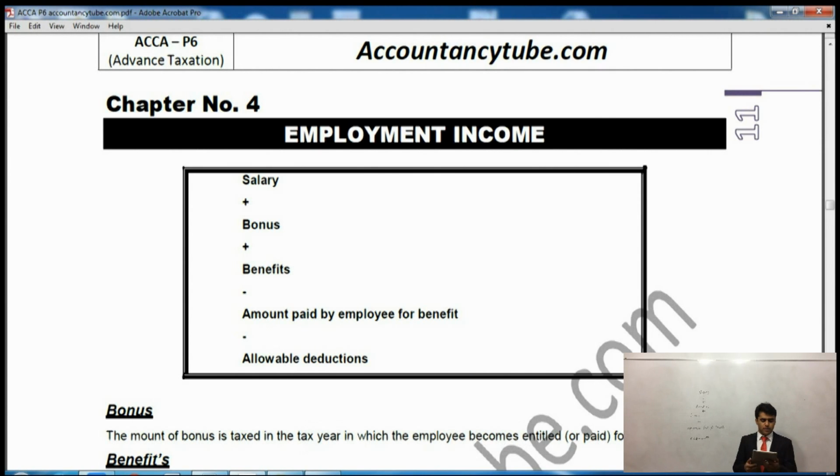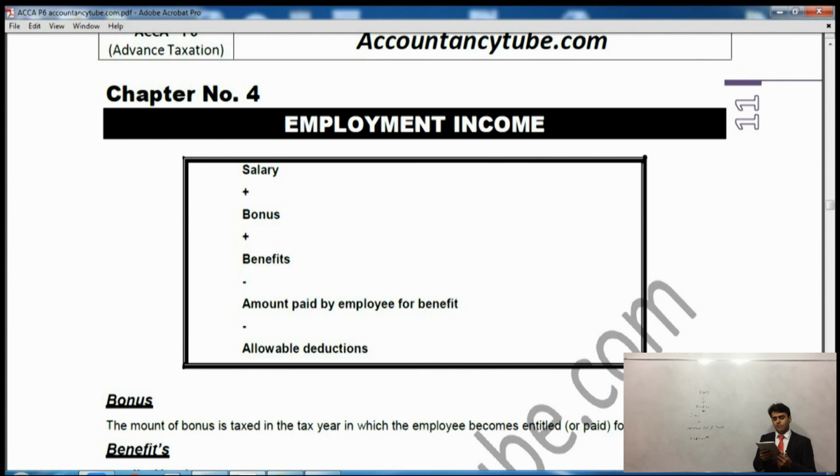First one is called salary, then bonus and benefits are added into it, and then amount paid by employee for benefits and allowable deductions are taken off these things. Now in the bonus it says the amount of bonus is taxed in the tax year in which the employee becomes entitled.